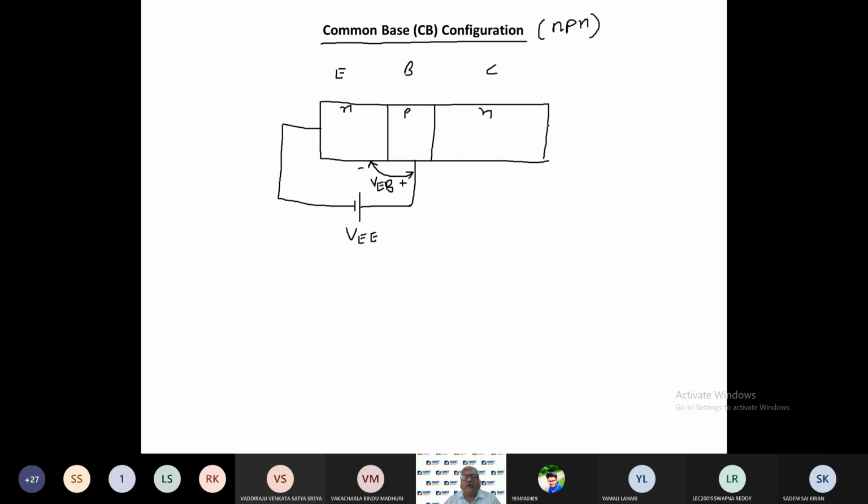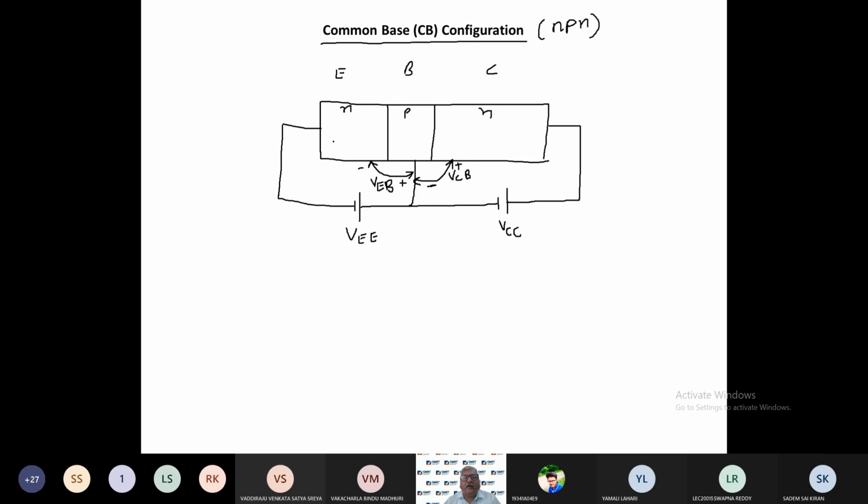Now collector and base, you connect under reverse bias condition. Reverse bias means here positive terminal and here negative terminal. This battery we call VCC, and there is a voltage drop between base and collector. We call this VCB, and this side it is positive and this side it is negative.